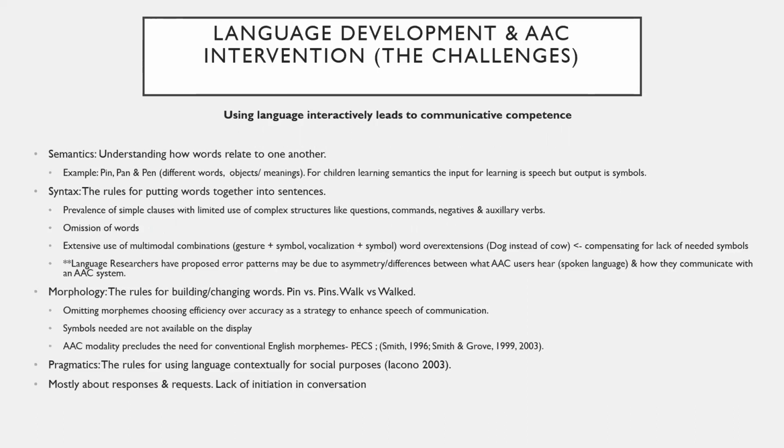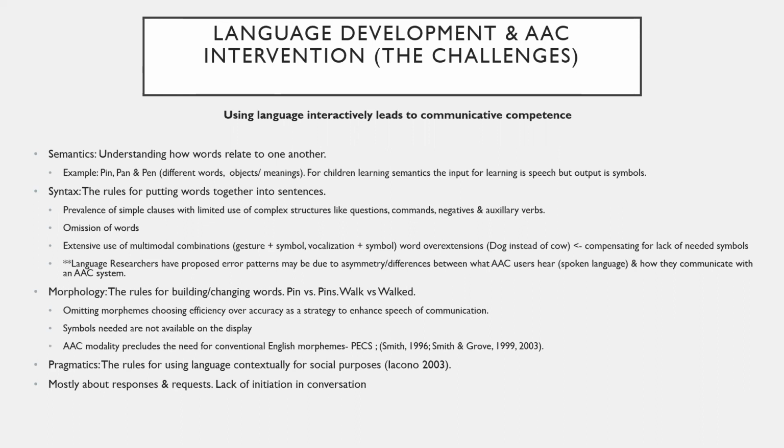Okay, so we know that using language interactively leads to communicative competence, but there are some challenges when children are learning language, but they are also relying on an AAC system. So I just wanted to break down a couple of areas here and talk about why it becomes a challenge. So semantics is understanding how words relate to one another. So the examples here of pin, pan, and pen. We know that these are different words, different objects, and therefore they have different meanings.